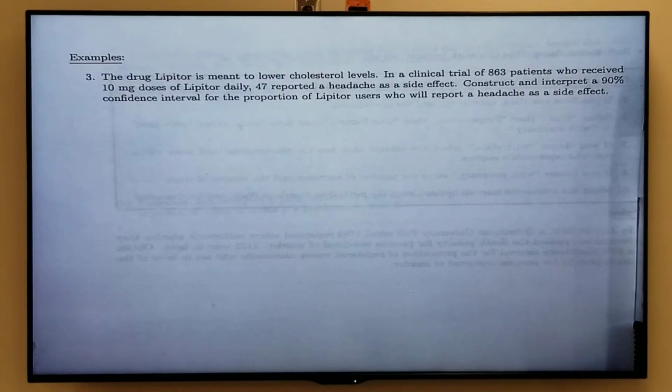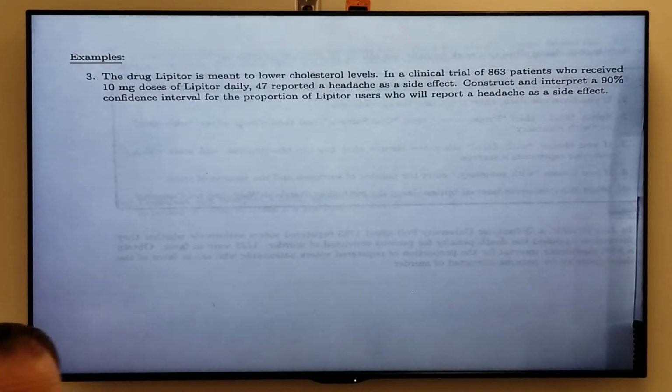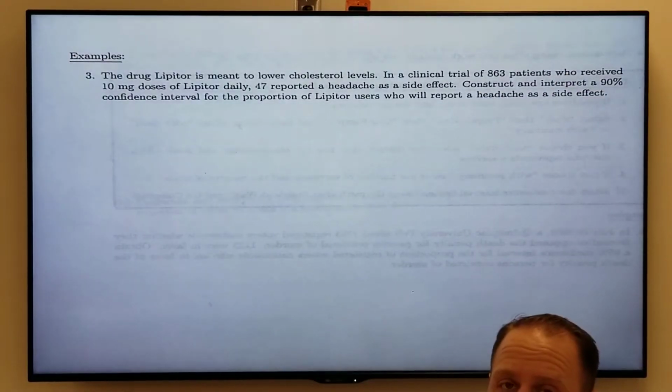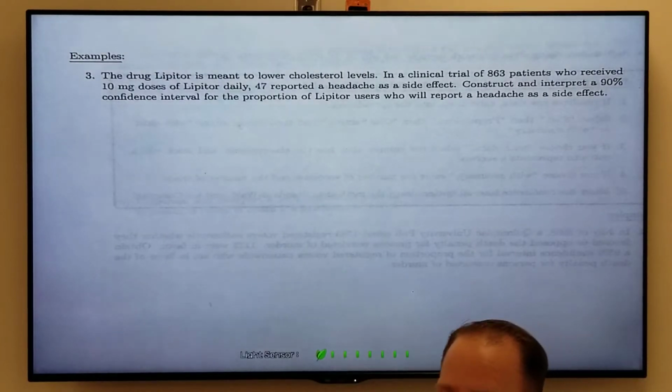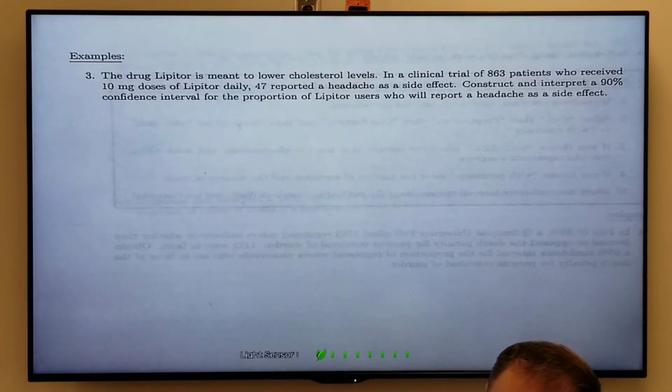All right, continuing in 9.1, this is example 3 here. So this is our first example of constructing a confidence interval for the population proportion P from beginning to end, okay?